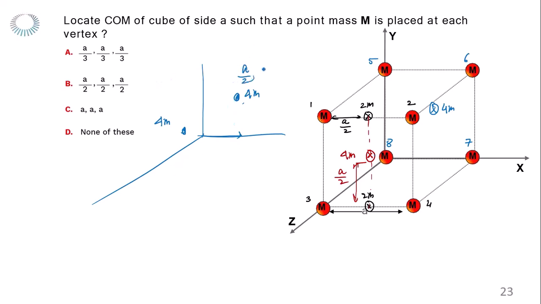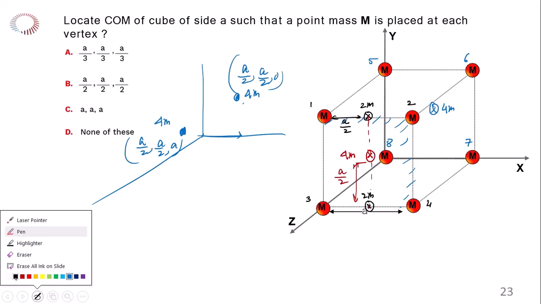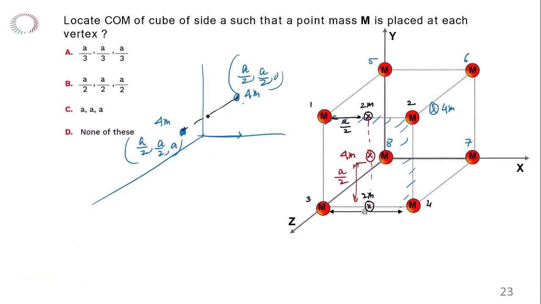Here the coordinate is a by 2, a by 2, 0. For the other 4m, x is a by 2, y is a by 2, z is a, because this 4m is placed on the front plane. Now again you replace these by a single particle, that is 8m. Finally the 8m mass is placed at the center of mass, and again it should be at the midpoint.